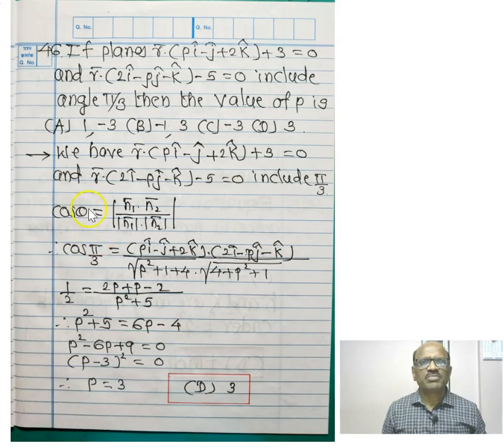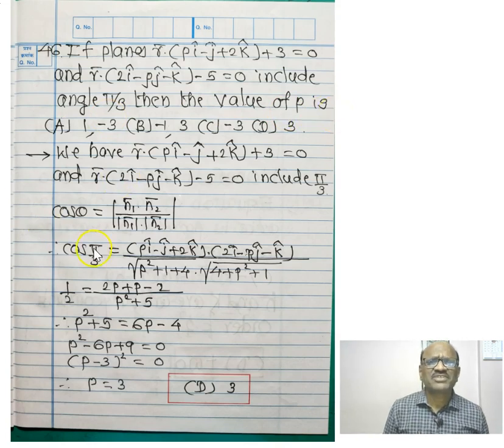Now here is question number 46. If the planes r dot (i minus j plus 2k) plus 3 equals 0 and r dot (2i minus pj minus k) minus 5 equals 0 include the angle pi by 3, then find the value of p, which is that. Now again, a very simple question.